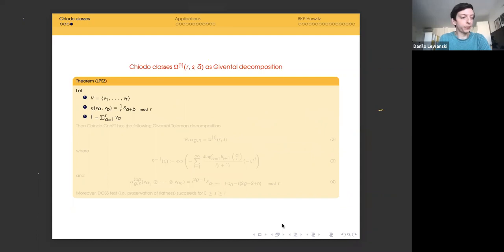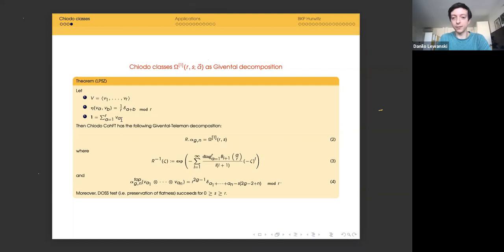So in terms of cohomological field theory, also related to Elba's talk, you take a vector space of dimension R, and then your bilinear form is again just a delta modulo R, and then the unit is just a formal sum of all your basis vectors VA. And for those of you who like Givental formalism, this is the R matrix. So if you act with this Givental R matrix on the topological field theory given by this data, you get the Chiodo class.